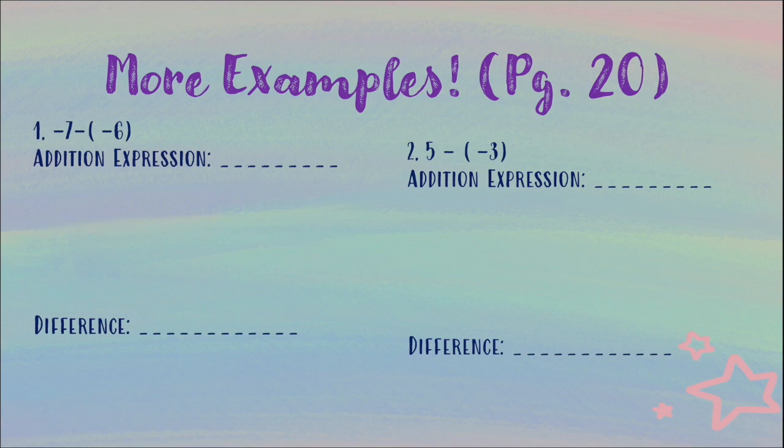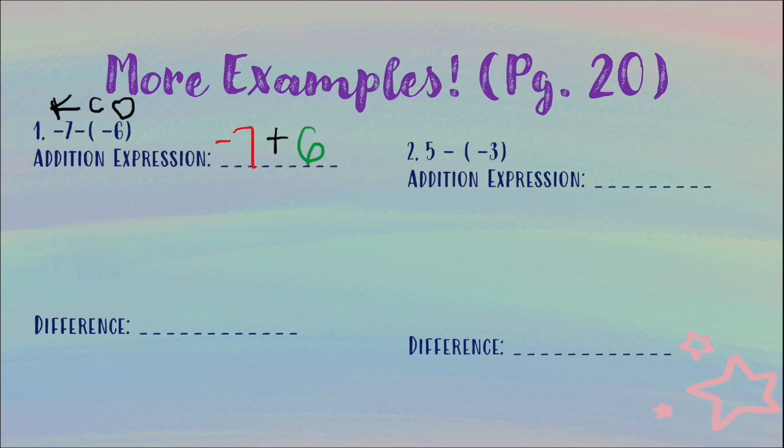So we have the subtraction expression negative 7 minus negative 6. So we're going to rewrite this as an addition expression, which means we're going to use keep, change, opposite. So we're going to keep that first value the same. Negative 7 is going to stay negative 7. We're going to change that subtraction sign to addition. So that subtraction becomes a plus sign. Then we're going to opposite our second number. The opposite of negative 6 is positive 6. So now my new addition expression is negative 7 plus positive 6.